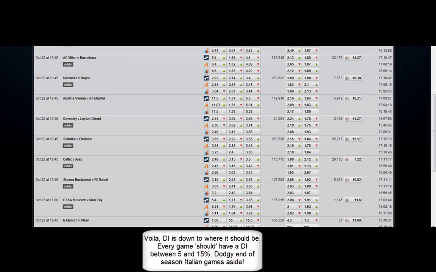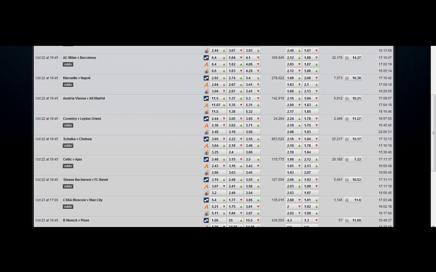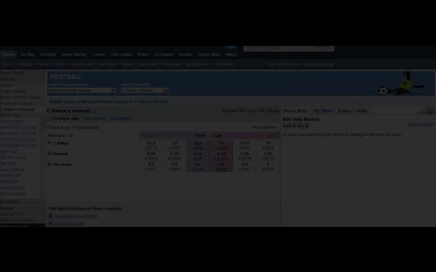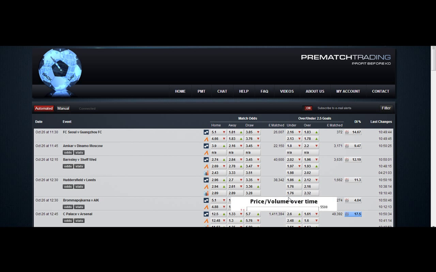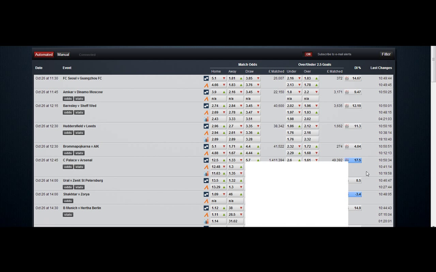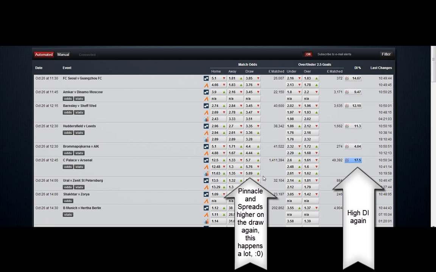So there we go, the DI has corrected itself, it's dropped to 15%, which is where it should be. So our last game, Crystal Palace Arsenal, the Saturday lunchtime game. Draw inflation was actually high the night before, it was 17.5%. The draw was at 5.4 at the time.